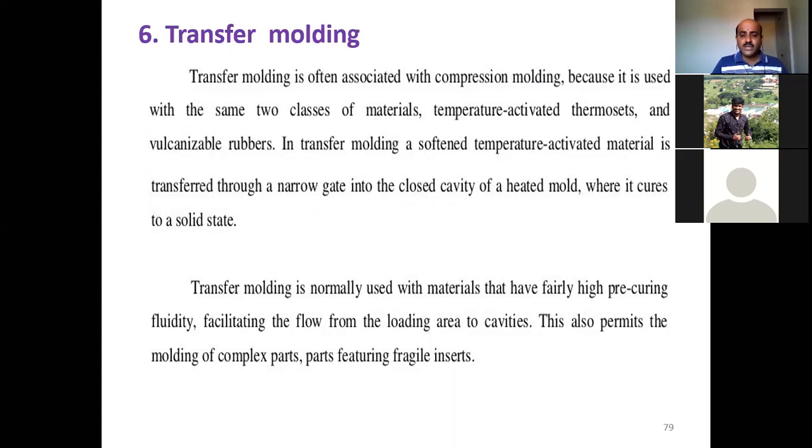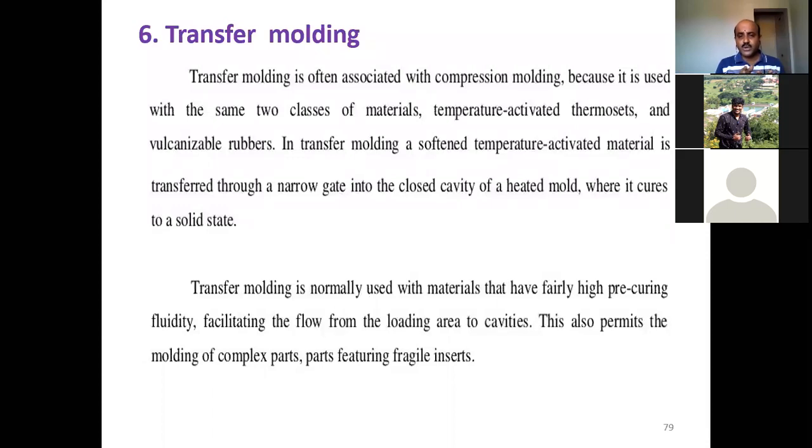So here it was a closed cavity, and of course the mold is heated. There will be a small gate through which you transfer the heat-activated material, and then it will get solidified into its required shape. This is compression molding, and transfer molding will remain the same.